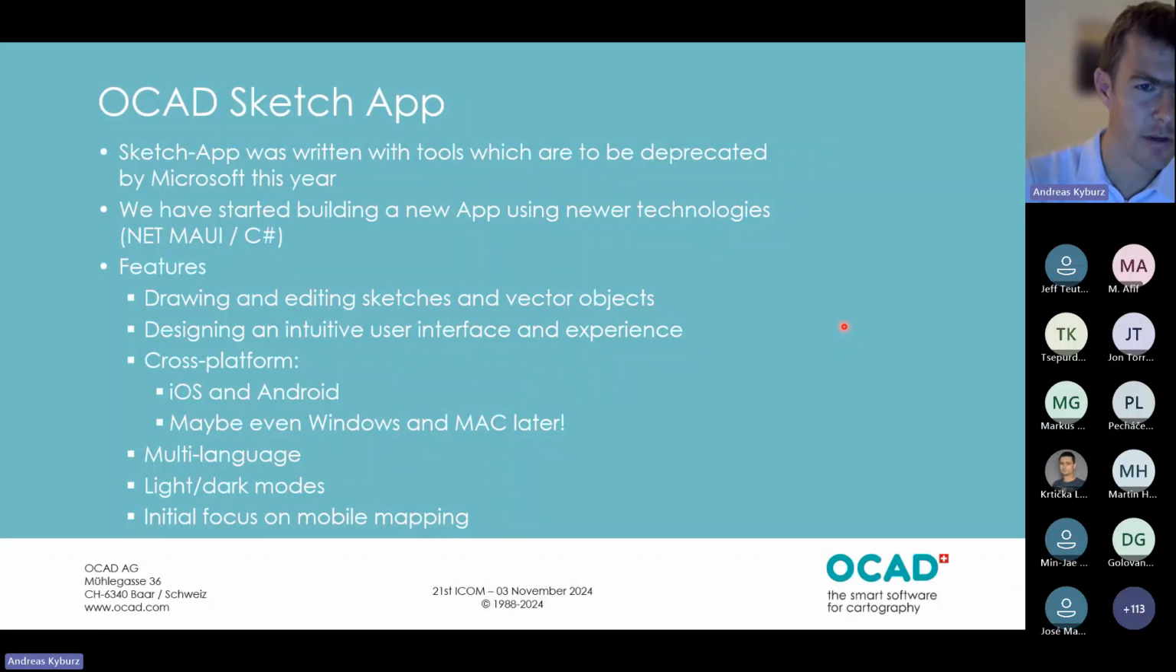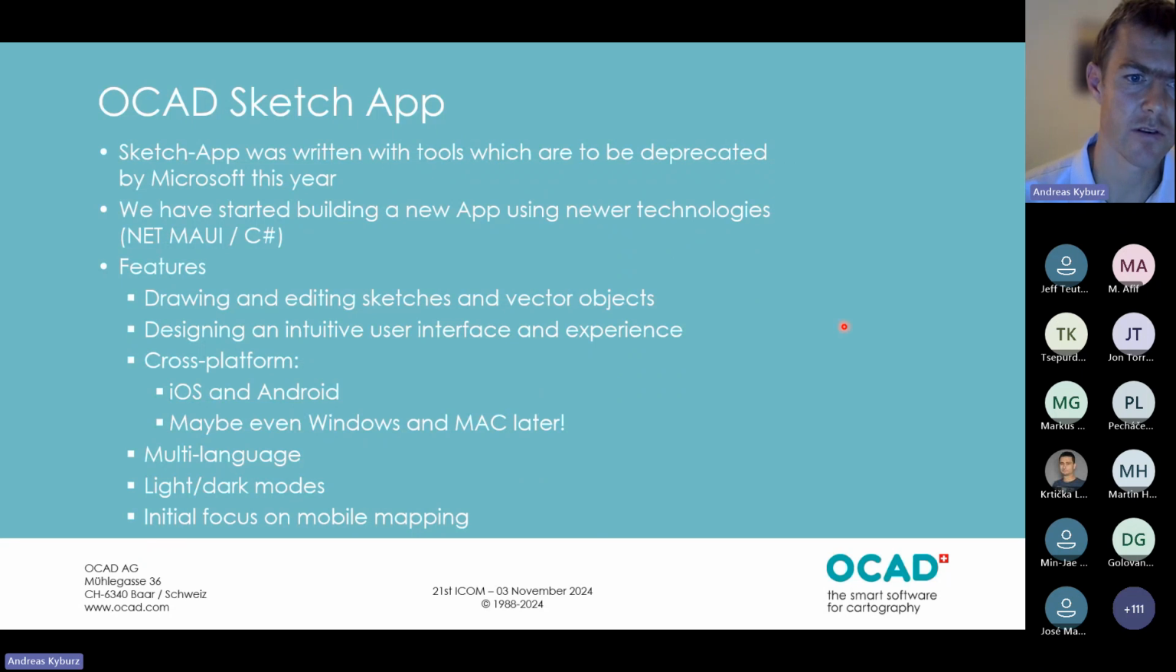The OCAD Sketch App was written with tools which are to be deprecated by Microsoft this year. So that's why we started building a new app using newer technologies. The main feature you can expect is that you can not only draw and edit sketches, but now also vector objects. That was, of course, at the very top of the wish list from the feedback we received from the users, and it was also something we wanted to enable.